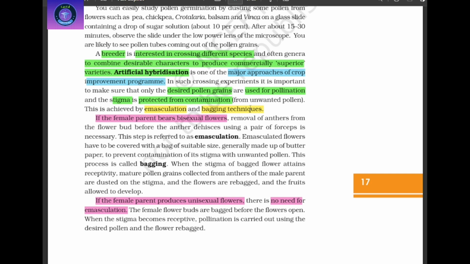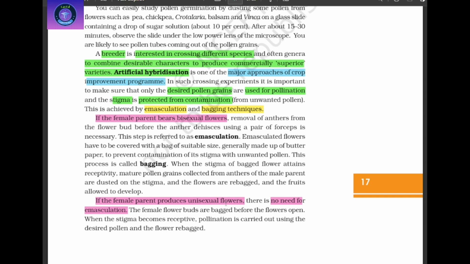What is the first step? Selection of desired parents. Second step, emasculation. Emasculation is removal of anthers from the floral bud to prevent self pollination. See the pink highlighted part. If the female parent bears bisexual flowers, we only need to do emasculation. If the female parent produces unisexual flowers, there is no need of emasculation. Is the concept clear?